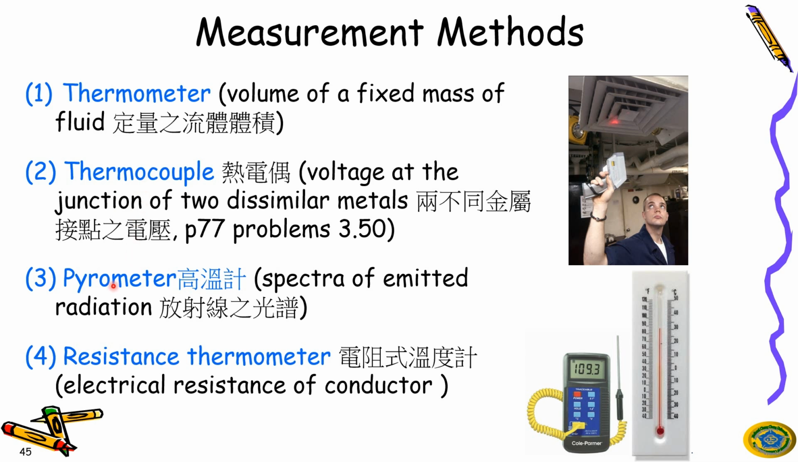Number 3 and number 4 are called pyrometers. They use radiation to measure the temperature. When you get a fever, you can use a thermometer to measure your body temperature, or you can use a pyrometer, as a doctor does if you go to a clinic. Resistance thermometer is another way. But what I want to introduce you to here is the thermocouple.